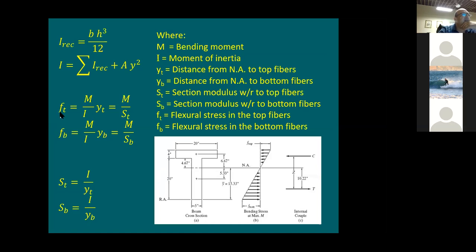The equation says F on the top is equal to the applied moment from the moment diagram, divided by the moment of inertia for the entire section, multiplied by Y top. So usually the equation says M divided by I times Y. What is M? It's the applied moment, in kip-foot or pound-inch, divided by the moment of inertia, whose units are inch to the fourth, times Y. Where is Y? It's Y top, from here to there.